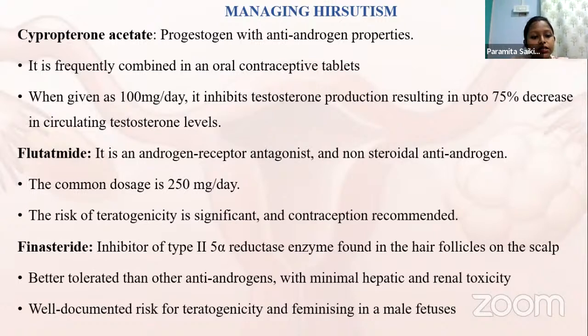We also have finasteride, an inhibitor of type 2 5-alpha reductase enzyme found in the hair follicles on the scalp, better tolerated than other anti-androgens with minimal hepatic and renal toxicity. Well-documented risk for toxicity, teratogenicity and feminizing in a male fetus.